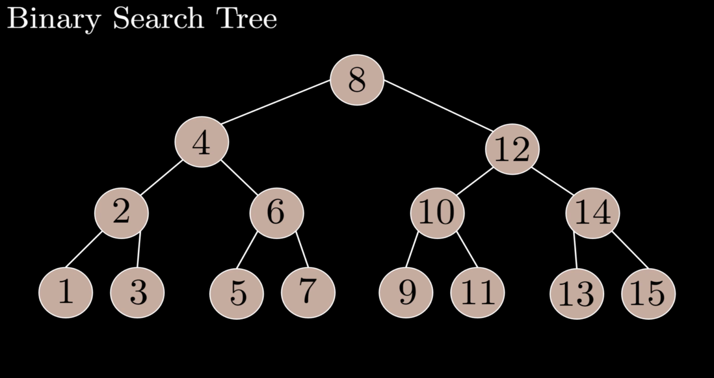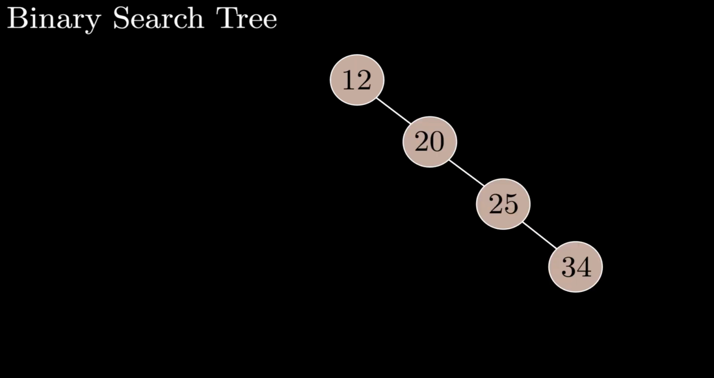When a binary tree is balanced, such as this one, each operation, whether it's search, insertion, or deletion, takes logarithmic time. That means the number of steps required grows very slowly as the number of nodes increases. However, binary search trees can become unbalanced, like in this example. Here, the search time is on the order of n instead of log n.